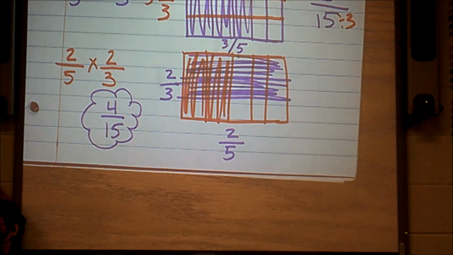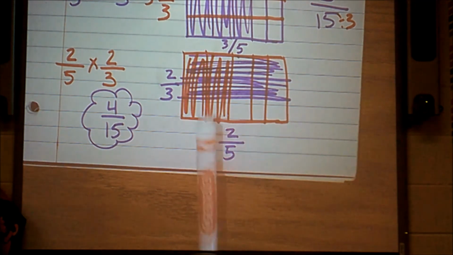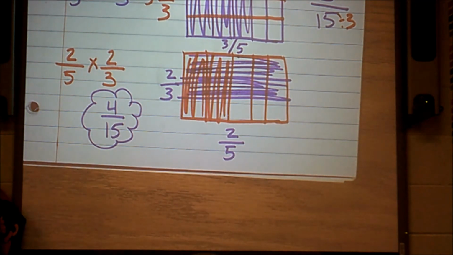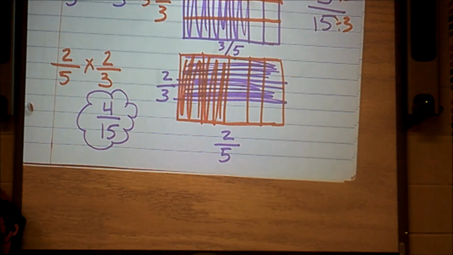So there's my final answer. I made 3 rows and colored in 2 of them, and then I made 5 columns and I colored in 2 of them as well, giving me a total of 4 pieces that are colored both purple and red, out of a total of 15 pieces. If I count all the pieces, that gives me 15.